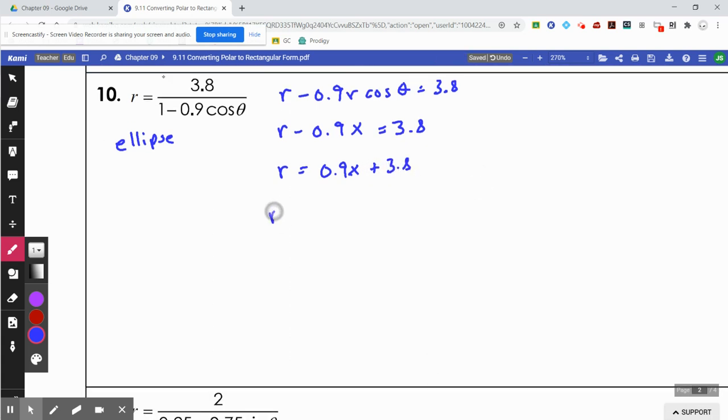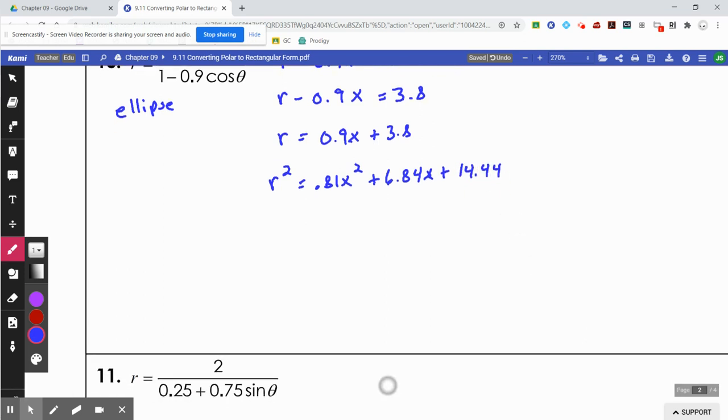Square both sides. Now, here's where it gets a little fishy. That's going to be a 0.81x squared. Multiply the two together and double it. Gives you plus 6.84x, and then square the 3.8 and you get 14.44. Again, we replace r squared with x squared plus y squared is equal to the exact same thing.